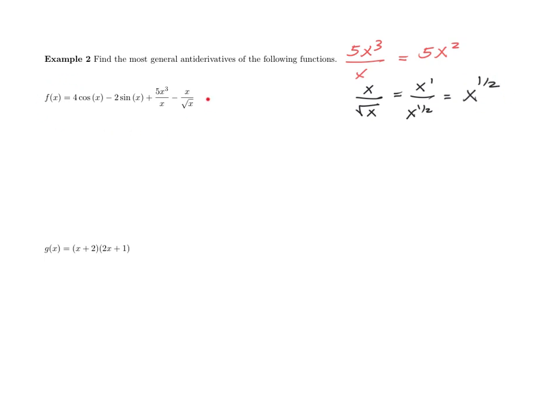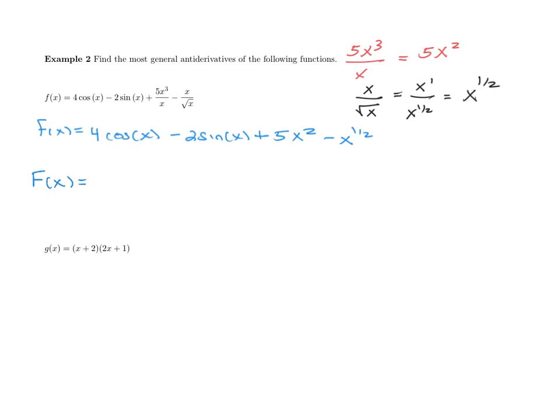I'm going to rewrite this function and replace this piece and this piece with these two things. That is, f of x is really equal to 4 cosine of x minus 2 sine x plus 5x squared minus x to the 1/2. Written this way, I now have rules for each individual part. We can now go through and find the antiderivative capital F of x.